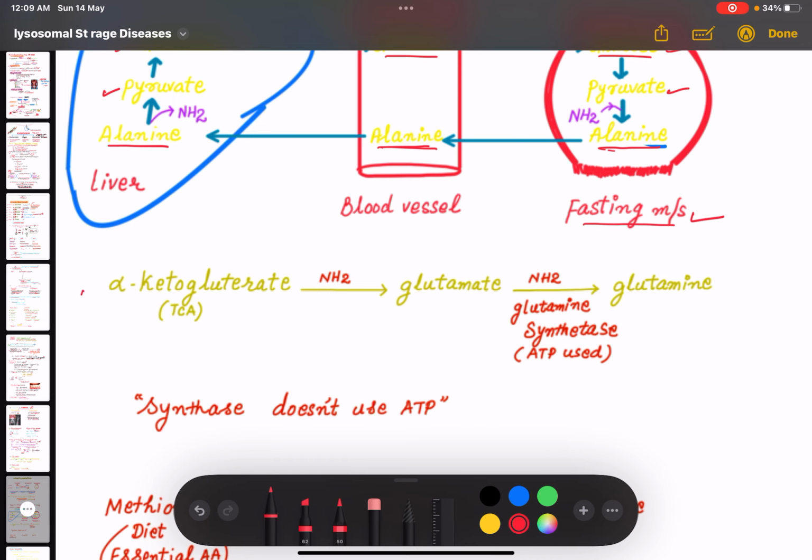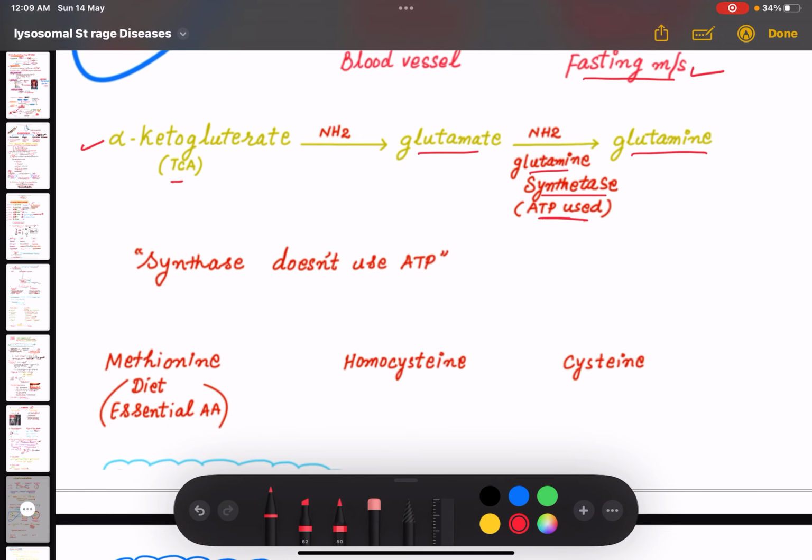See, alpha ketoglutarate, which is a substrate of TCA cycle, once the NH2 is added to alpha ketoglutarate, it becomes glutamate, and once amino group is added to glutamate, it gets converted into glutamine, and the enzyme here is glutamine synthetase, and therefore ATP is used here. Remember, it is actually synthetase, glutamine synthetase. Actually synthetases use ATP, but synthase does not use ATP.